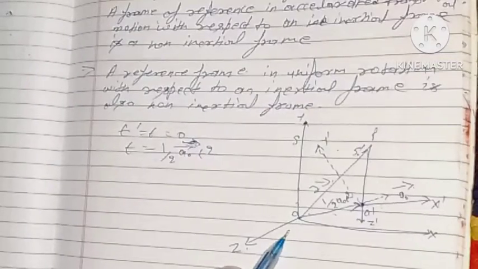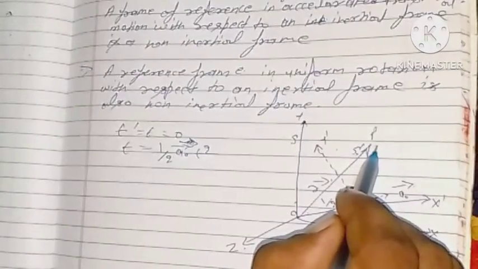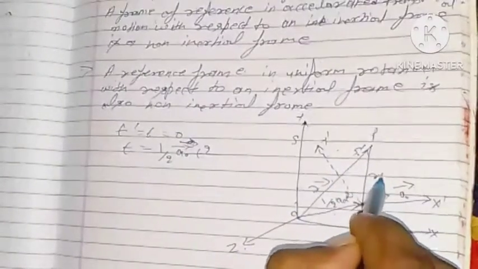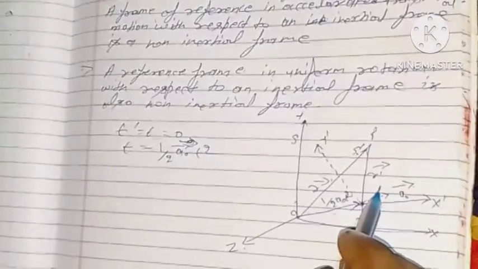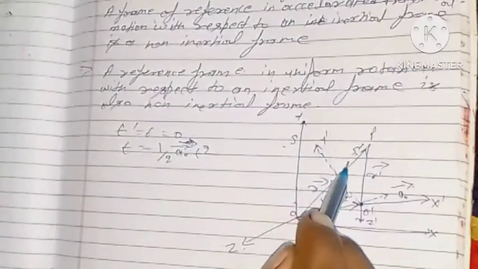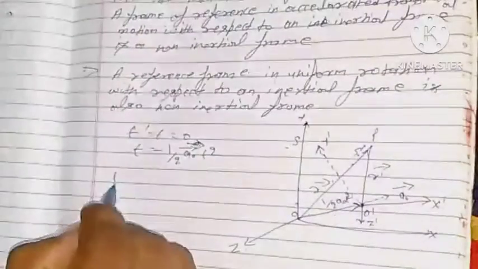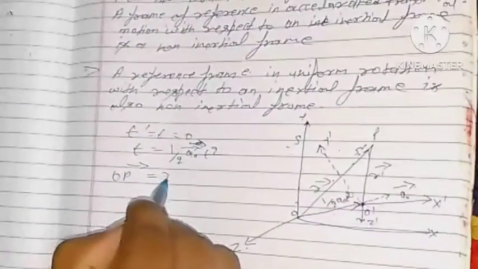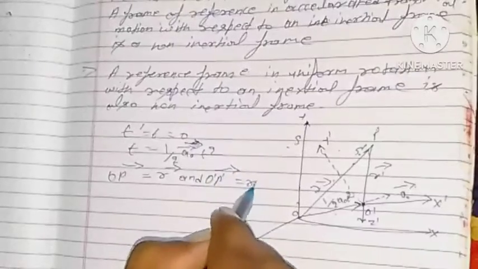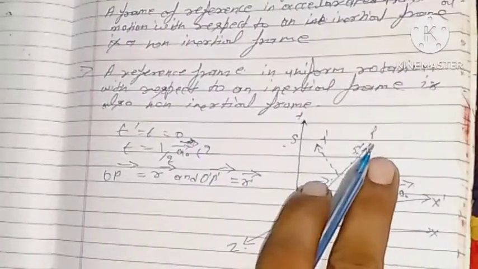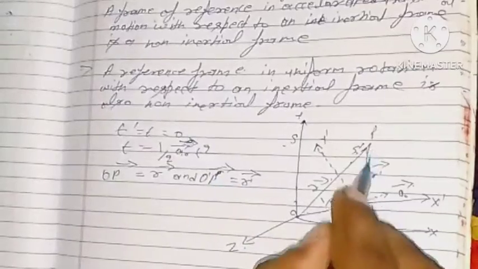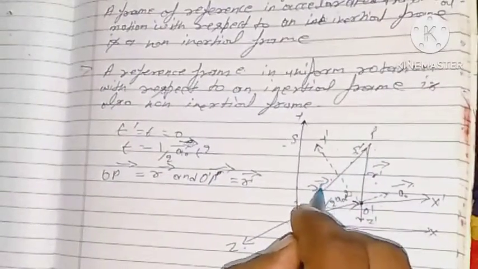If P is a particle moving in space, and vector r and vector r dash are its position vectors at time t in the frames S and S dash respectively, then vector OP equals vector r and vector O dash P equals vector r dash.